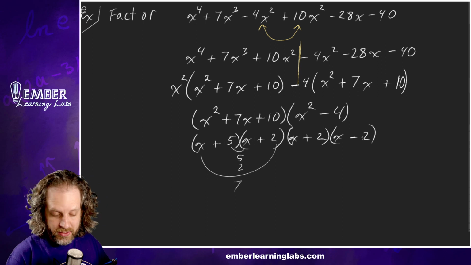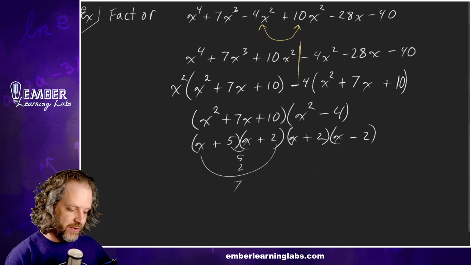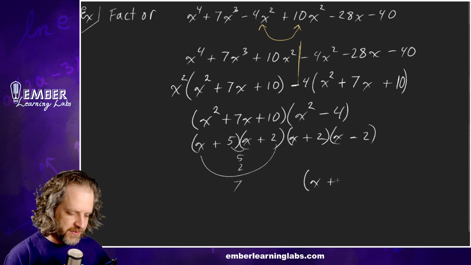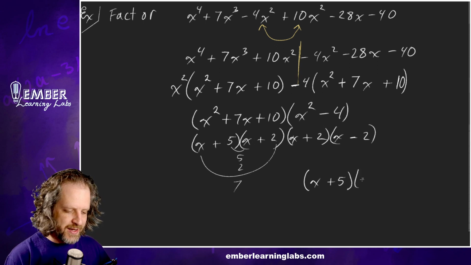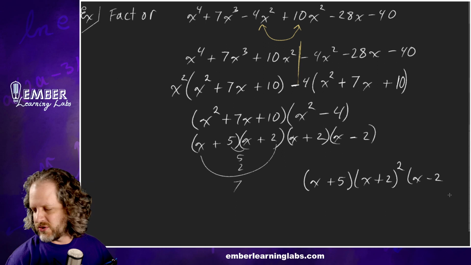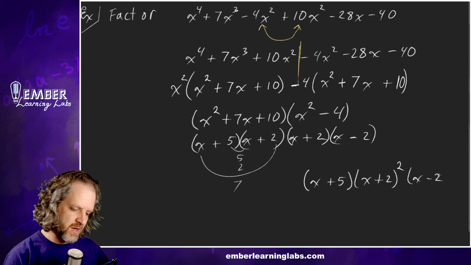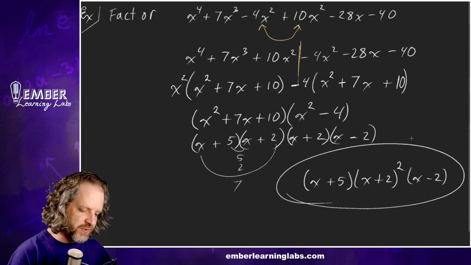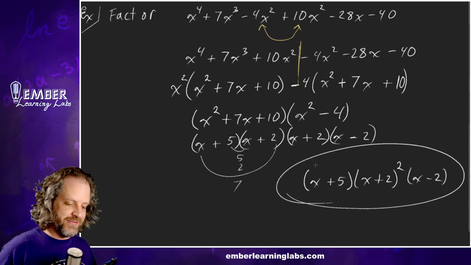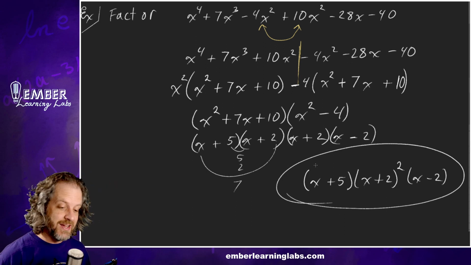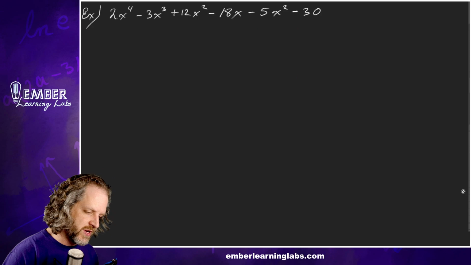Then we can actually go one step further because we've got two that match, so we can even write that with multiplicity and write x plus 5 times x plus 2 squared times x minus 2. If you just circled this one, I probably wouldn't count off, but I think that's even a cleaner answer. All right, let's do another one of those because those are tricky.